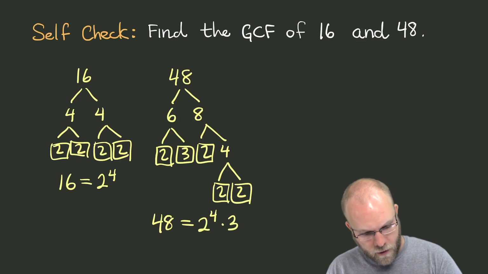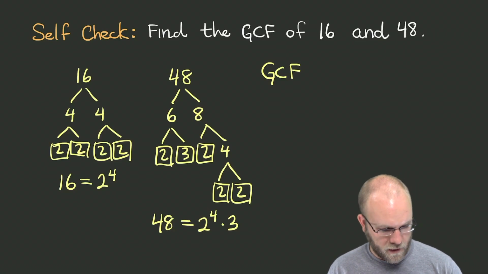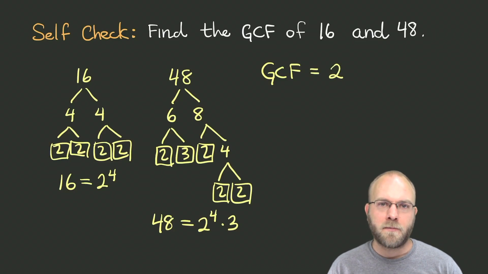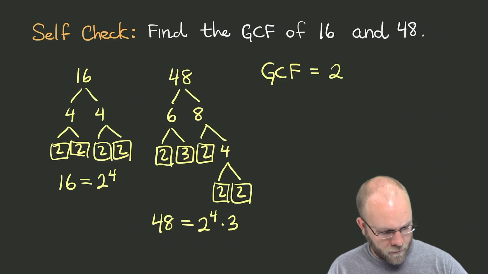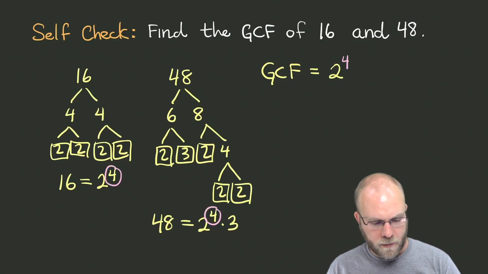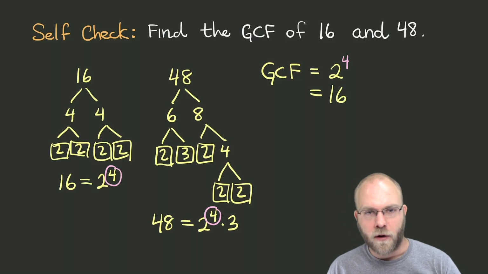Okay, so to find the greatest common factor, we need to look at which prime factors show up in both of these factorizations. Now 2 is the only prime factor that shows up in both. And the lowest power that it shows up is to the 4th, because it shows up to the 4th power in both of those. So the lowest power is 4, and so we have 2 to the 4th power, which is 16, as our greatest common factor.